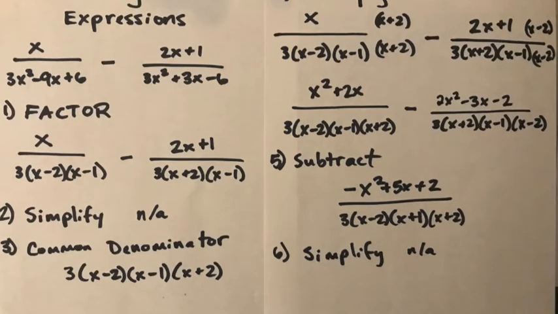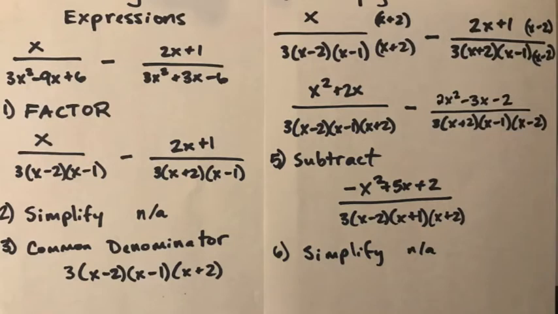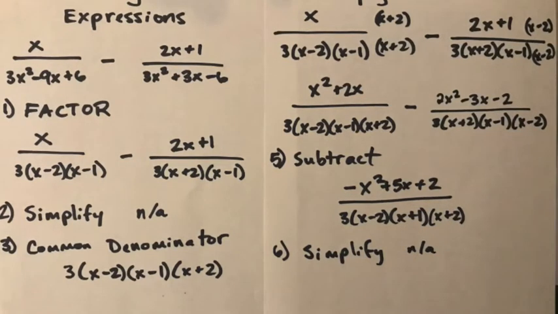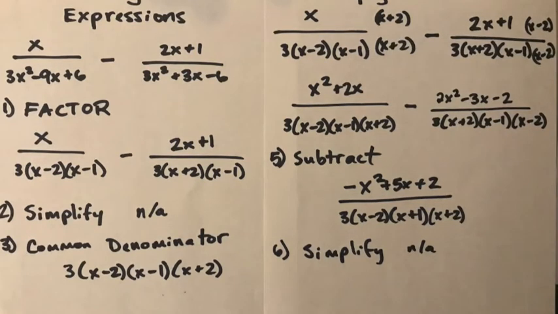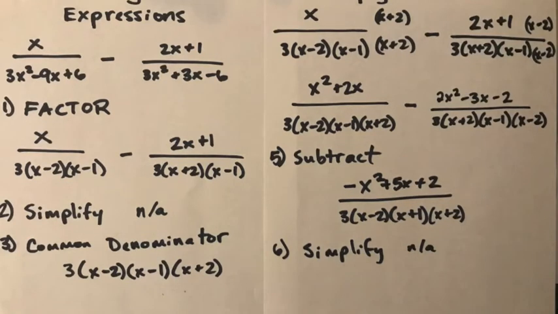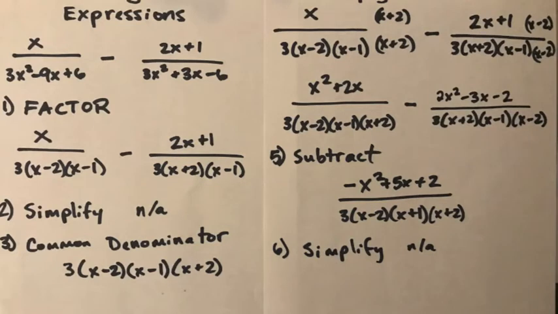And then the fifth step is subtract. So we're going to subtract those since now they have common denominators. X squared minus 2x squared is negative 1x squared. 2x minus a negative 3x is really 2x plus a positive 3x, so 5x. And then 0 minus a negative 2 is really 0 plus 2, so we have a positive 2 there. So we have negative x squared plus 5x plus 2 divided by 3, x minus 2, x minus 1, x plus 2.